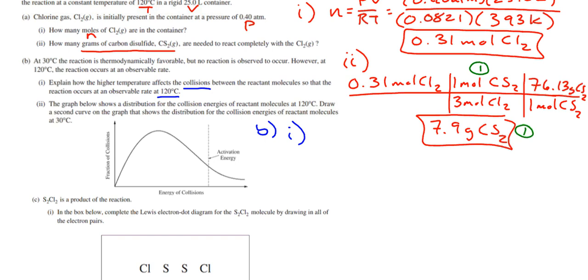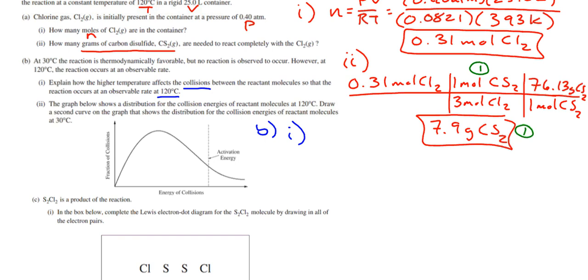It says, at the higher temperature, the particles have a greater average kinetic energy than at the lower temperature. Thus, there'll be more collisions with sufficient energy to overcome the activation energy. Every reaction has to overcome an activation energy. Just most of them, it's not a big deal. The fact that they interact, that's enough. Okay, so hopefully you reference it in some way.